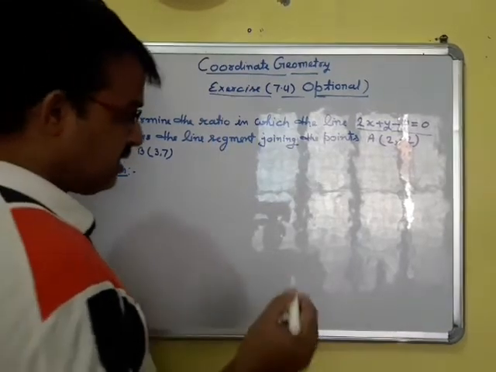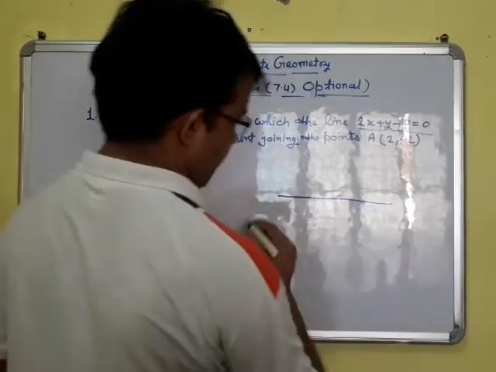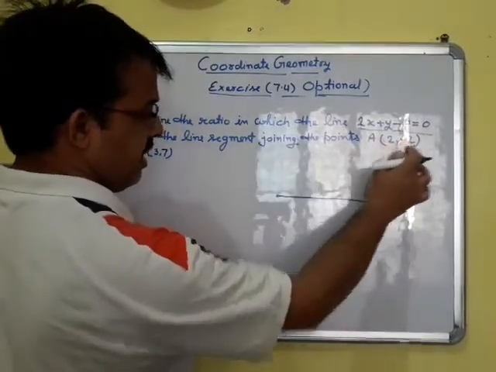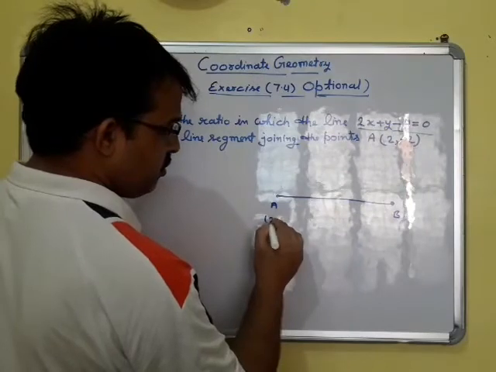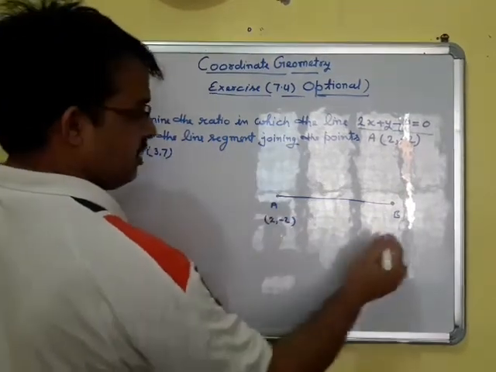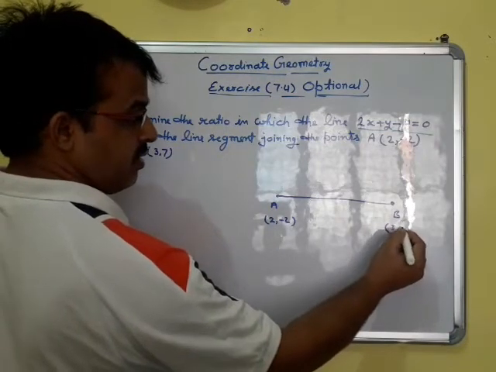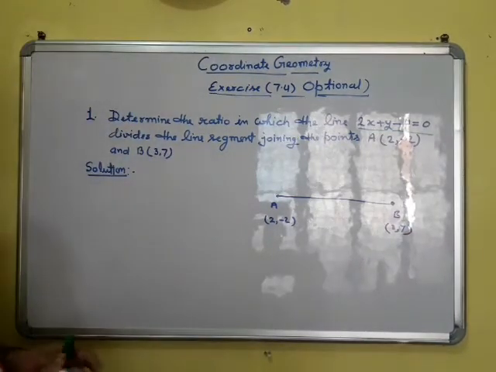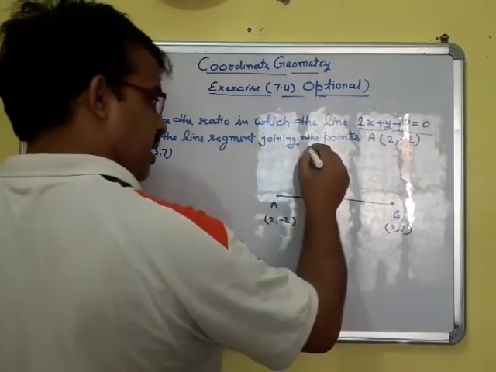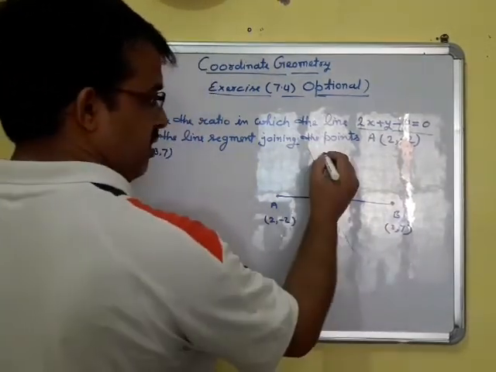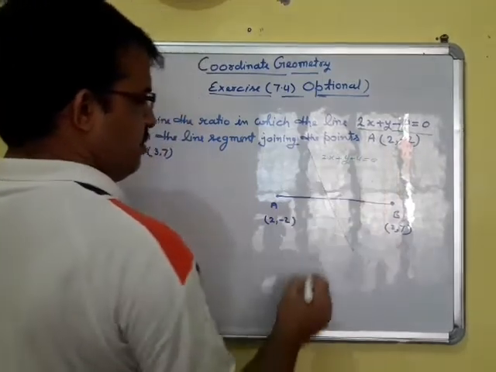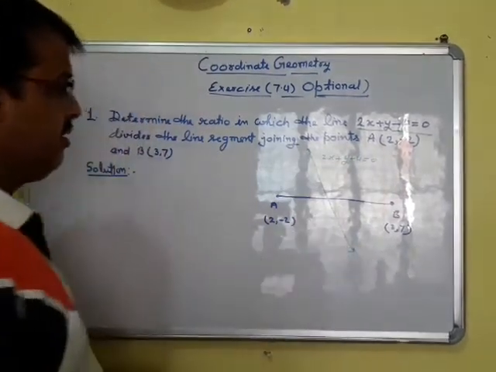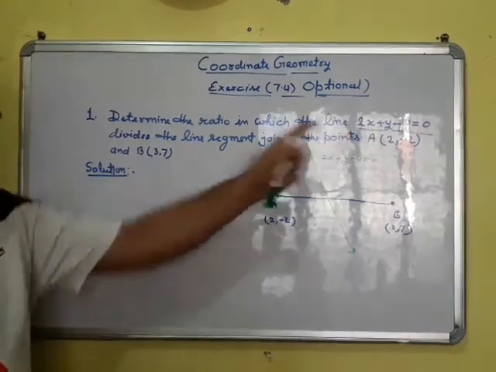So first we take here the line segment. This is the line segment, with endpoints A and B, and their coordinates are A (2, -2) and B (3, 7). Clear? And what does it say? Determine the ratio in which the line divides the line segment. Here the line 2x plus y minus 4 is equal to 0.